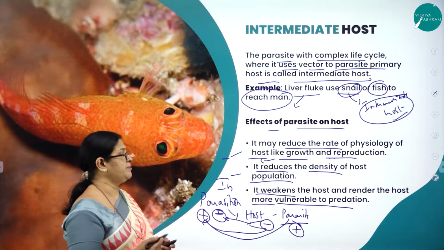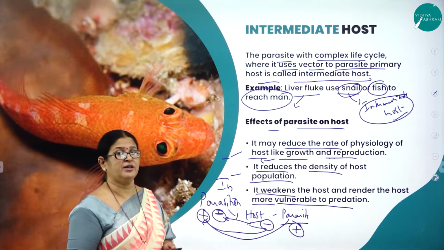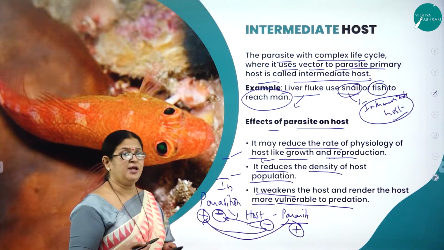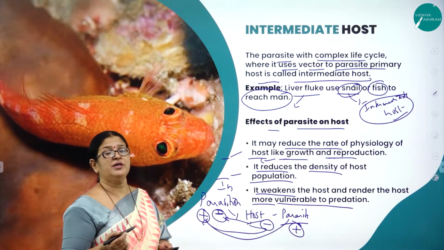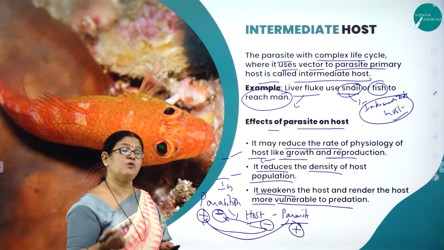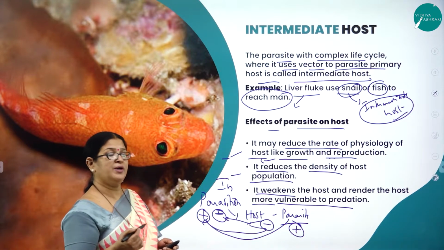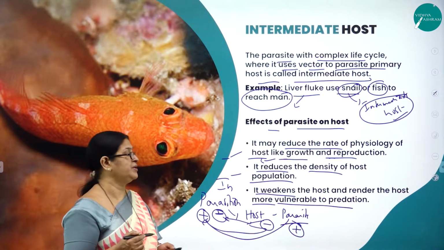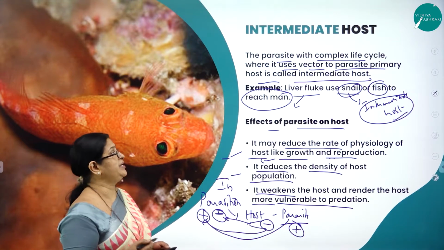It makes the host body very weak. Even if it is not going to die, the body will be weak. So it will be prone to what? Prone to other predators. So it is vulnerable to predators. As I said, the host is not benefited. Here it is harmed, whereas the parasite is benefited.